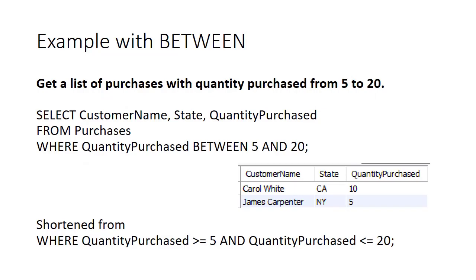Here is an example with between. Our question is, get a list of purchases with quantity purchased from 5 to 20. So we'll select the customer name, the state, the quantity purchased from our table purchases, and here's our where clause, quantity purchased between 5 and 20. Between always goes with the keyword and here. And also it's clear in this example, we have James Carpenter, who has a quantity purchased of 5. Between is always inclusive. So it's always going to be equivalent to greater than or equal to the first number and less than or equal to the second number.